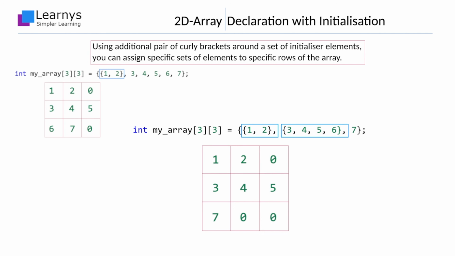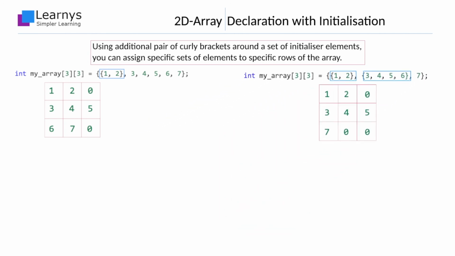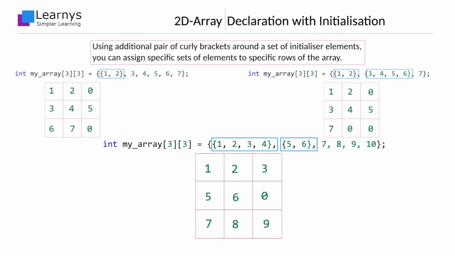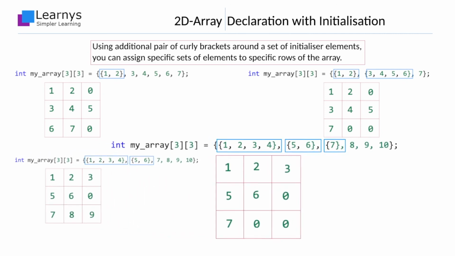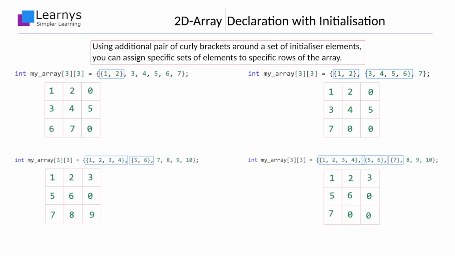Consider 2 more examples. This statement declares and initializes a two-dimensional array. Also see the conceptual representation. This statement too declares and initializes a two-dimensional array. Also see the conceptual representation. You need to be careful with the placement of the curly brackets, otherwise you may end up getting weird results.